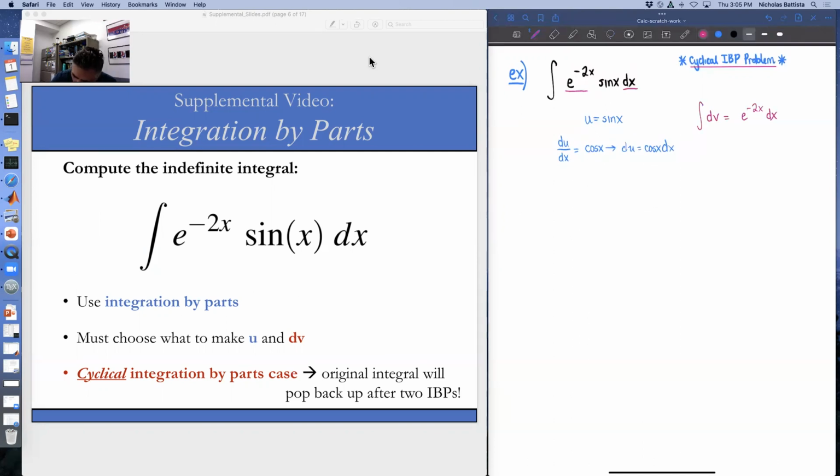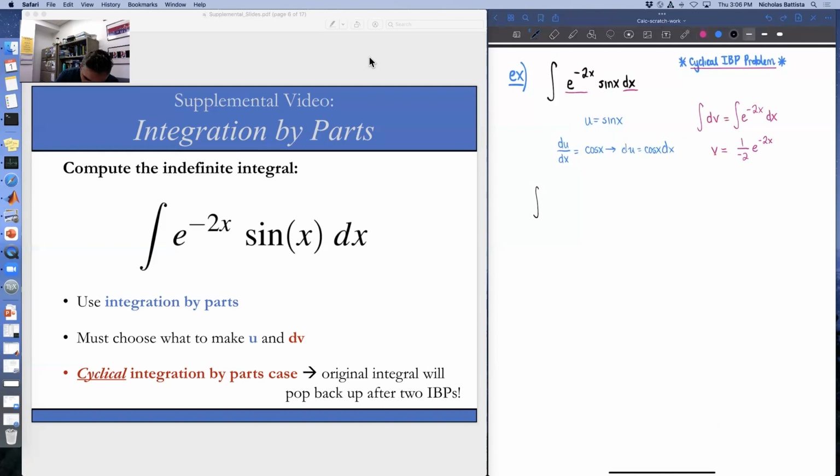Remember, what we care about for integration by parts is getting v by itself. So we integrate both sides. When we take the antiderivative of that right-hand side, we will get 1 over minus 2 e to the minus 2x. Because remember, if we hit that v now with a derivative, we want to get back to what's inside of that integrand. All right, so for integration by parts, we have all of our characters: u, du, dv, and v. We plug them into the integration by parts formula.